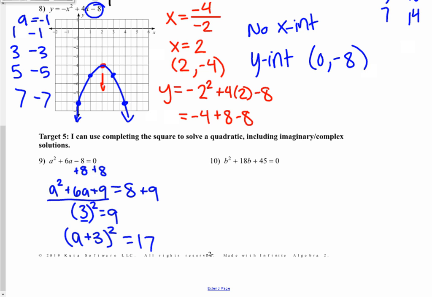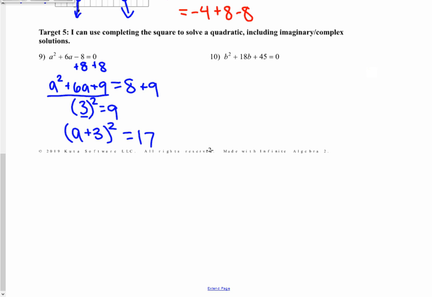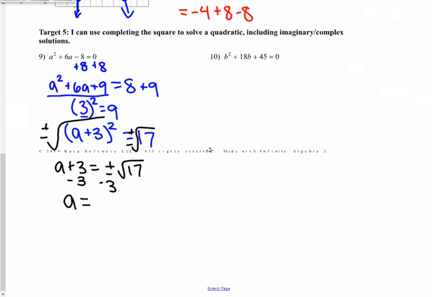Now, it wants us to solve this, so we need to continue using that square root method. So I'll take the square root of both sides. So I have a plus 3 equals plus or minus the square root of 17. We can't simplify 17 at all, so we're just going to leave it under there. I'll subtract 3. 3 is not a like term with the square root of 17, so my final answer is negative 3 plus or minus the square root of 17.